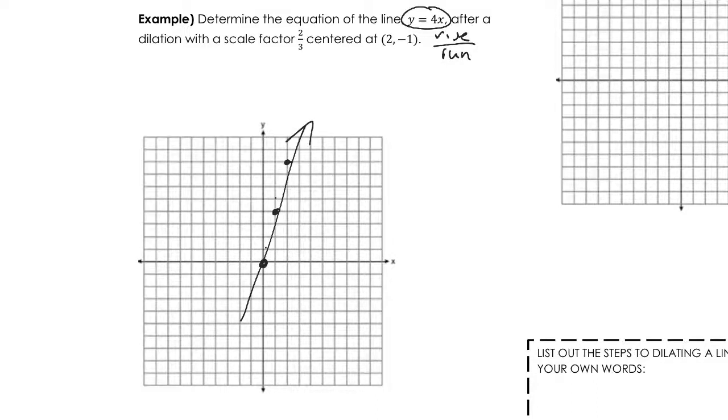Now I want to do a dilation of a scale factor of 2/3. So I know I'm going to multiply by 2 over 3. And it says it's centered at 2, negative 1. So my origin is going to be here at 2, negative 1. If I grab 2 over, down 1, that's a new center. So I'm going to draw a new x-axis and a new y-axis. So I hit that center point that we're going to actually dilate around.